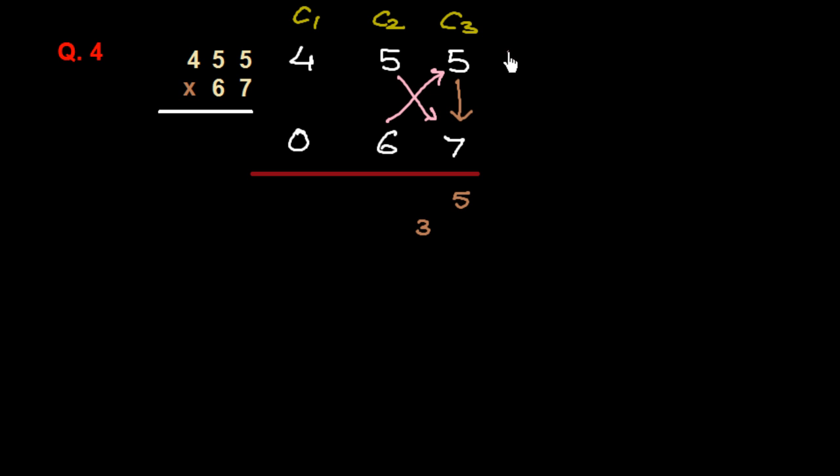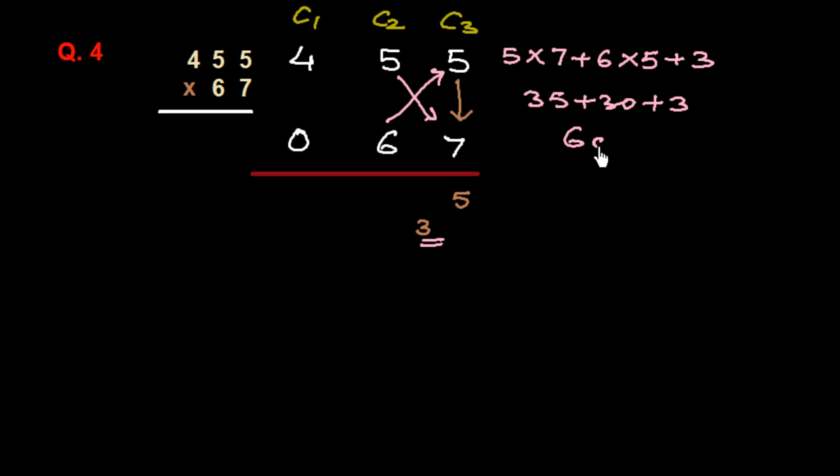So I multiply here 5 into 7 plus 6 into 5, and this carried number I have to add up here also. So 5 7 times 35, 6 5 times 30 plus 3. So it is 68 now. So I have to write down here 8 and 6 carry.